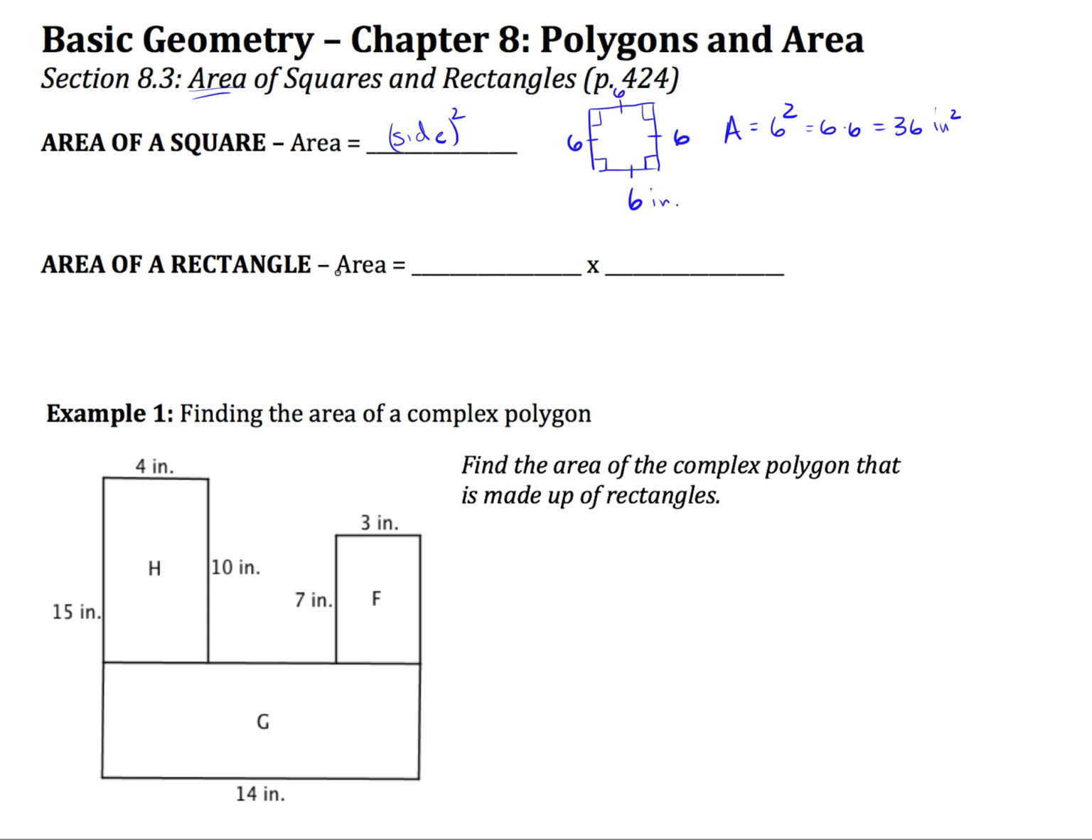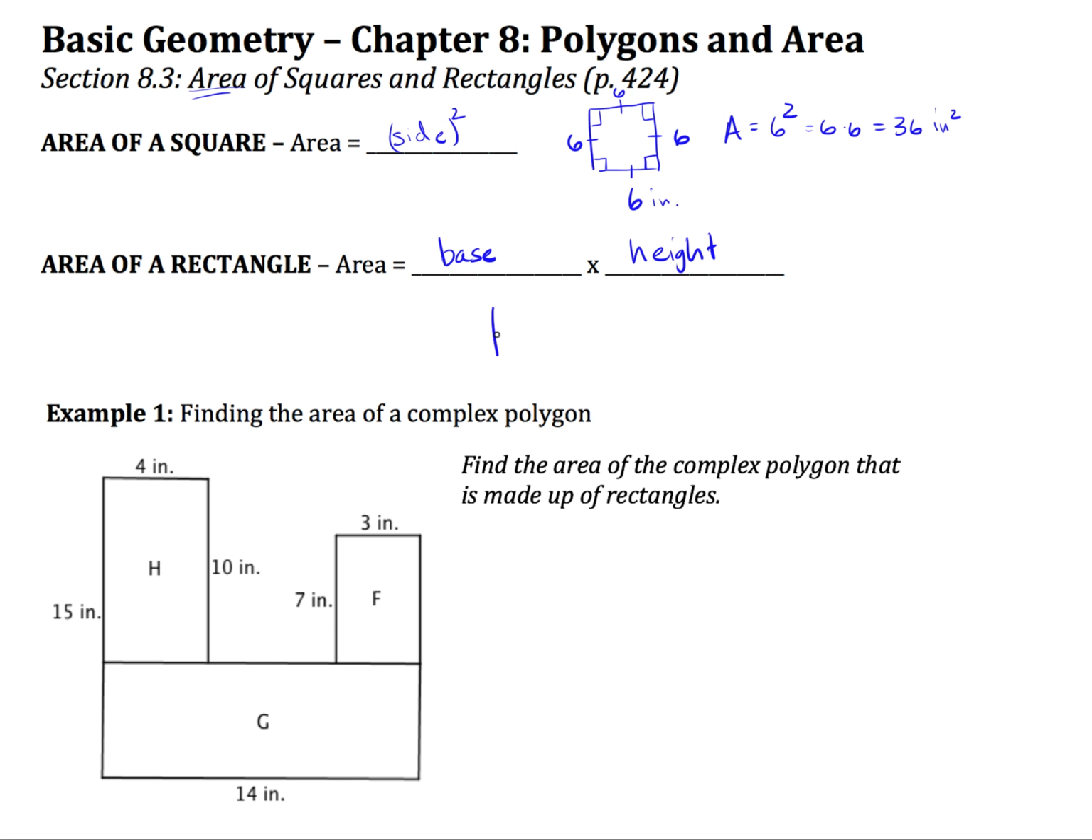For the area of a rectangle, its area equals, and a lot of you have probably heard this before, length times width. I'm going to write it instead using two other terms because we're going to see these terms pop up in other area formulas. I'm going to say that the area of a rectangle will be equal to the base times the height, or technically the length of the base times the length of the height.